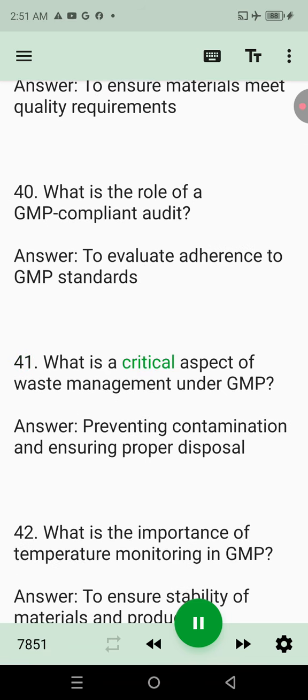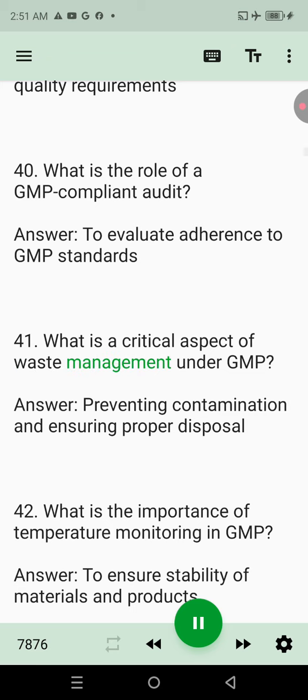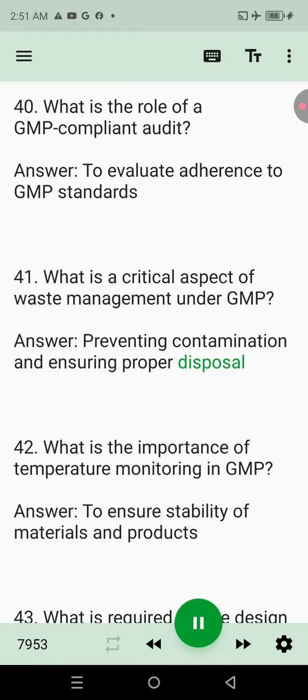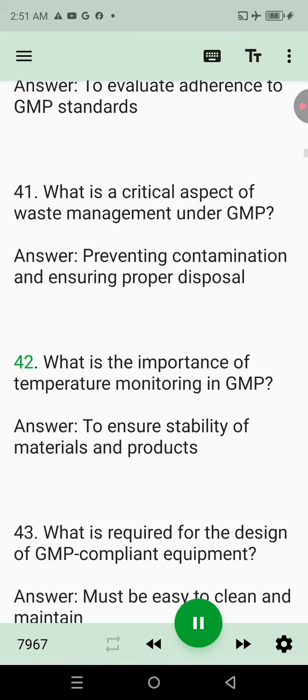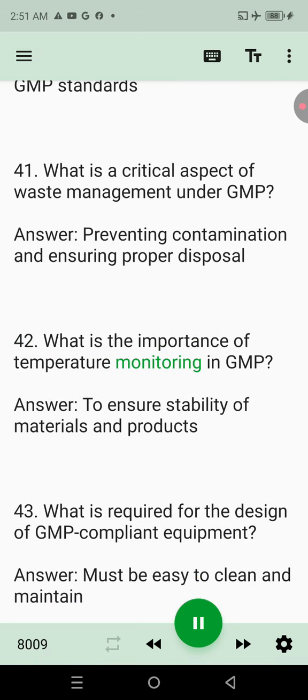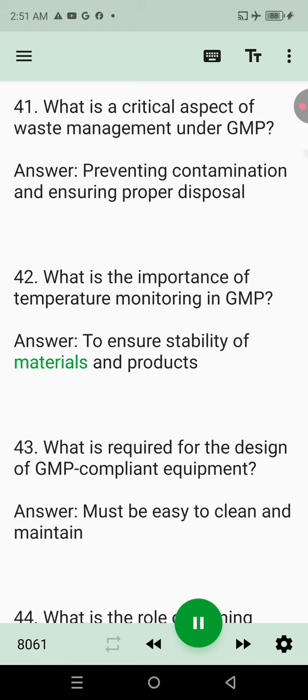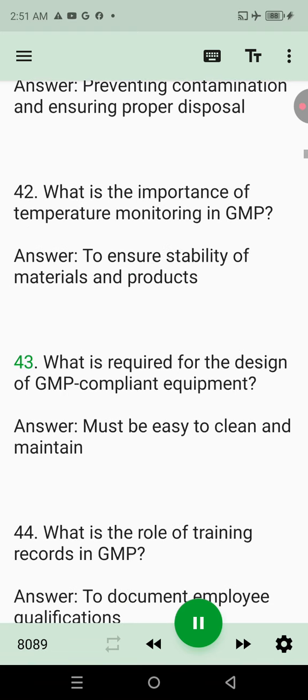41. What is a critical aspect of waste management under GMP? Answer: Preventing contamination and ensuring proper disposal. 42. What is the importance of temperature monitoring in GMP? Answer: To ensure stability of materials and products.